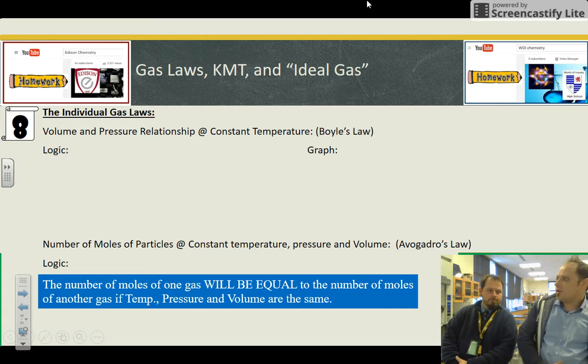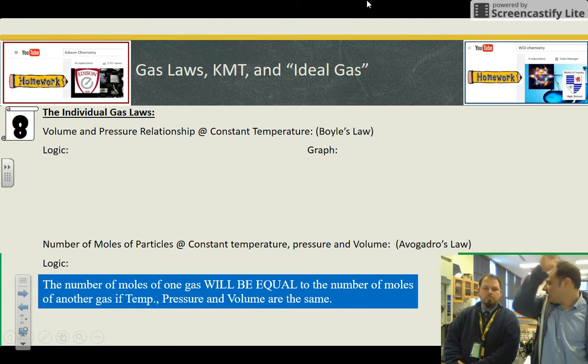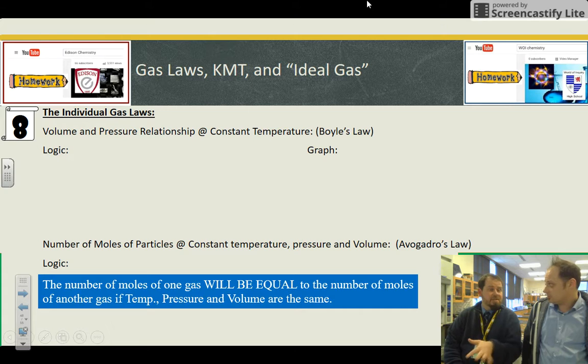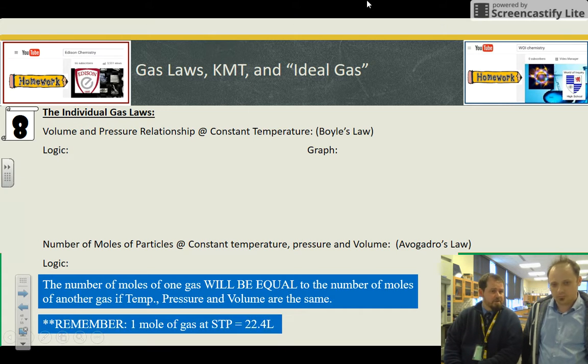Now, there's one more law that governs the whole idea of what a mole is, and it's Avogadro's law. So the number of moles in a gas will be equal to the number of moles of another gas if the temperature is the same. That was the actual law we did last unit. We need to remember that 1 mole of gas is always 22.4 liters. More moles of gas, more volume.